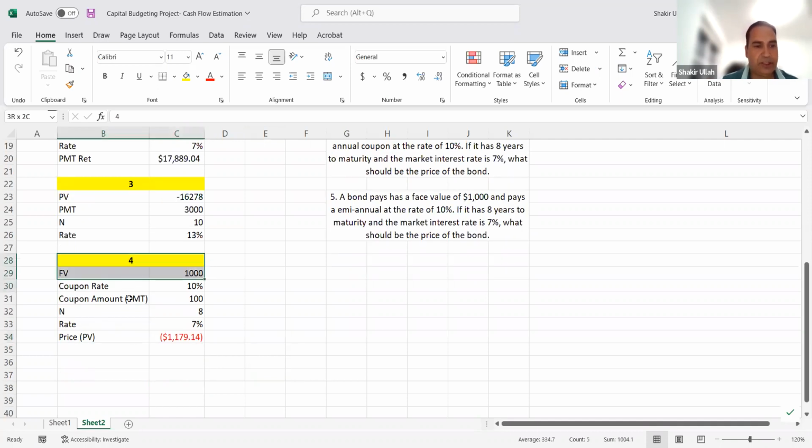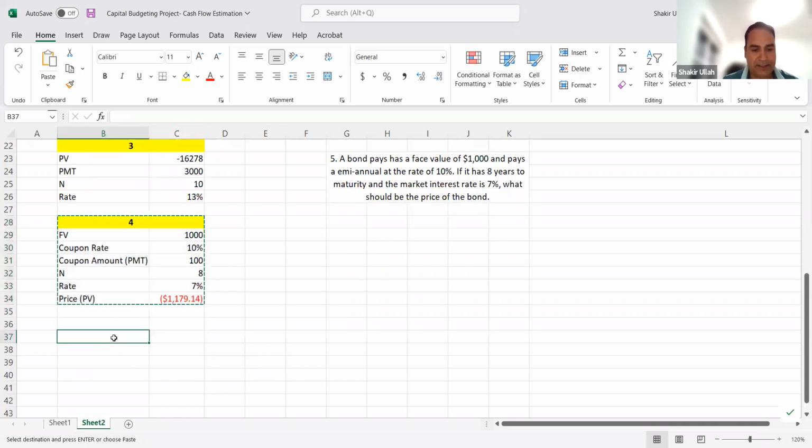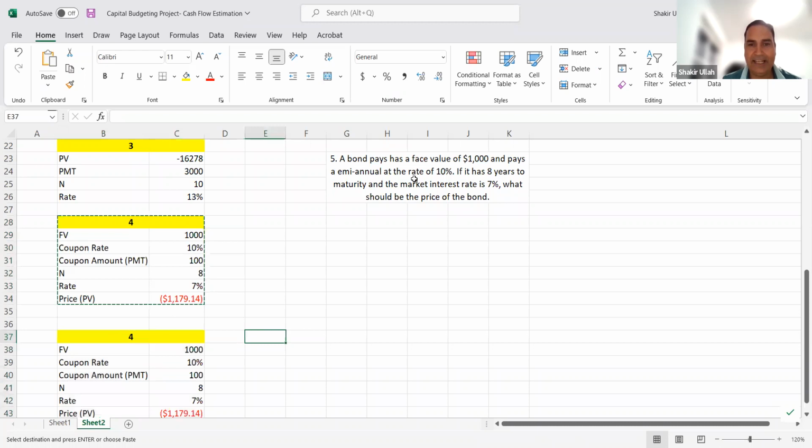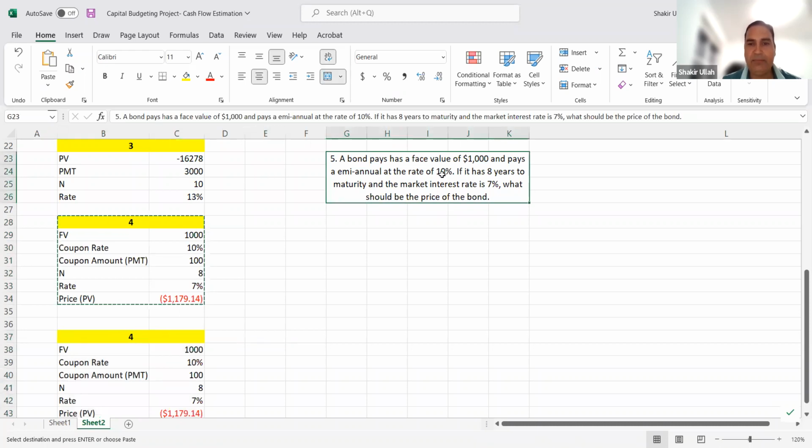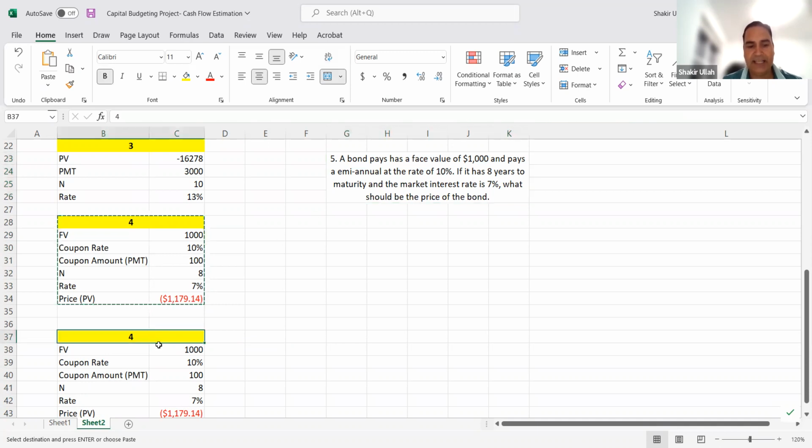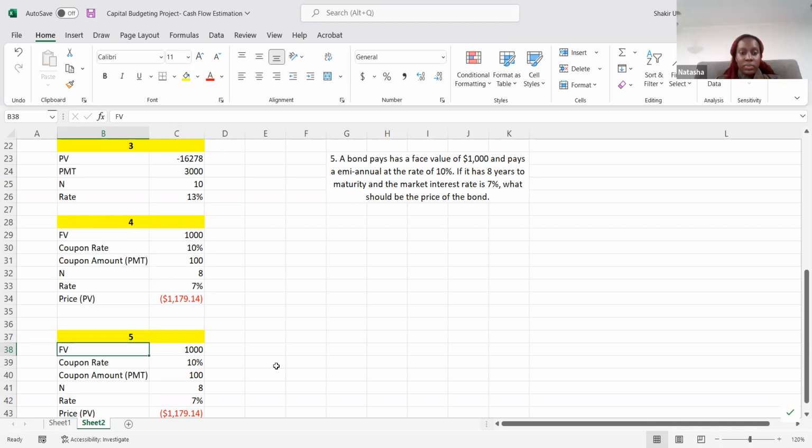So you also had a question about semi-annual payment, right? The next question that I have made is the same bond, but the only difference is that in this question number 5, this bond pays the coupon amount every 6 months instead of every year. You know what I mean? Yes.